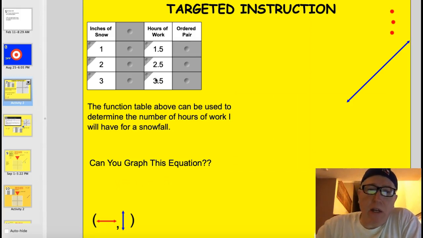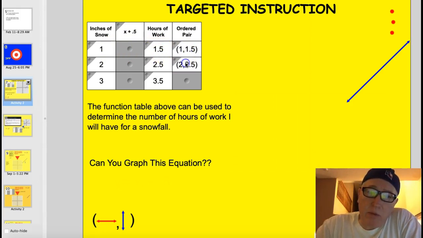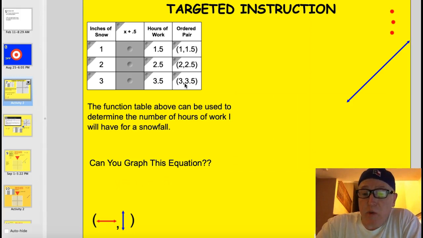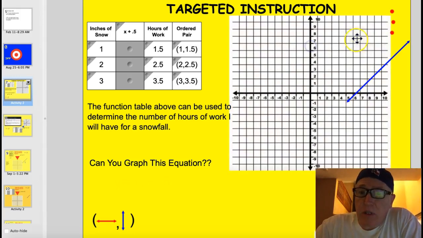What's really going on? Well, really, the rule is whatever the x is, we're going to add a half to it. So, it's x plus a half or x plus 0.5. Now, we can take these x values and y values and just put them into ordered pairs, like I have here. I just took them, set them next to each other, and put a comma between them. Now you recognize that as an ordered pair. And we can graph those.